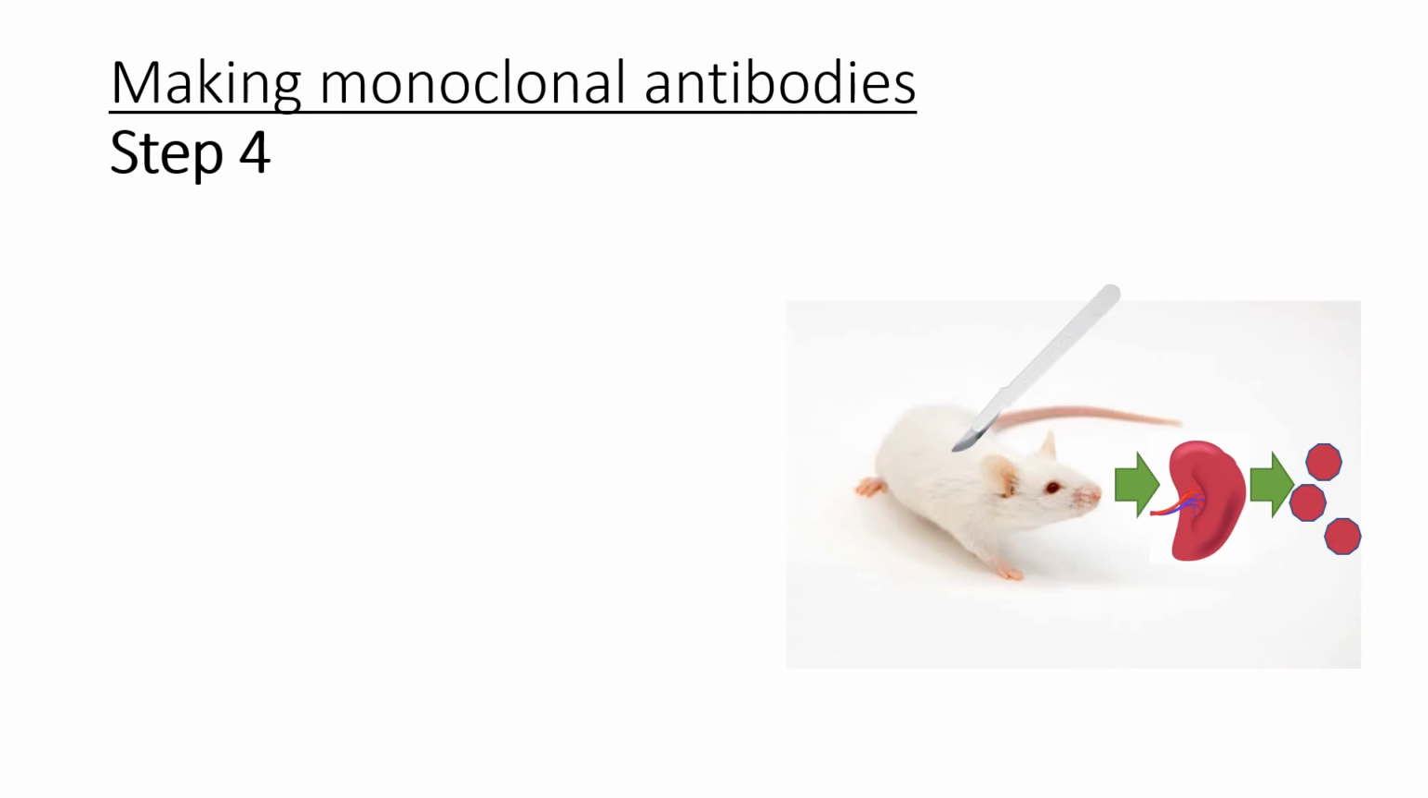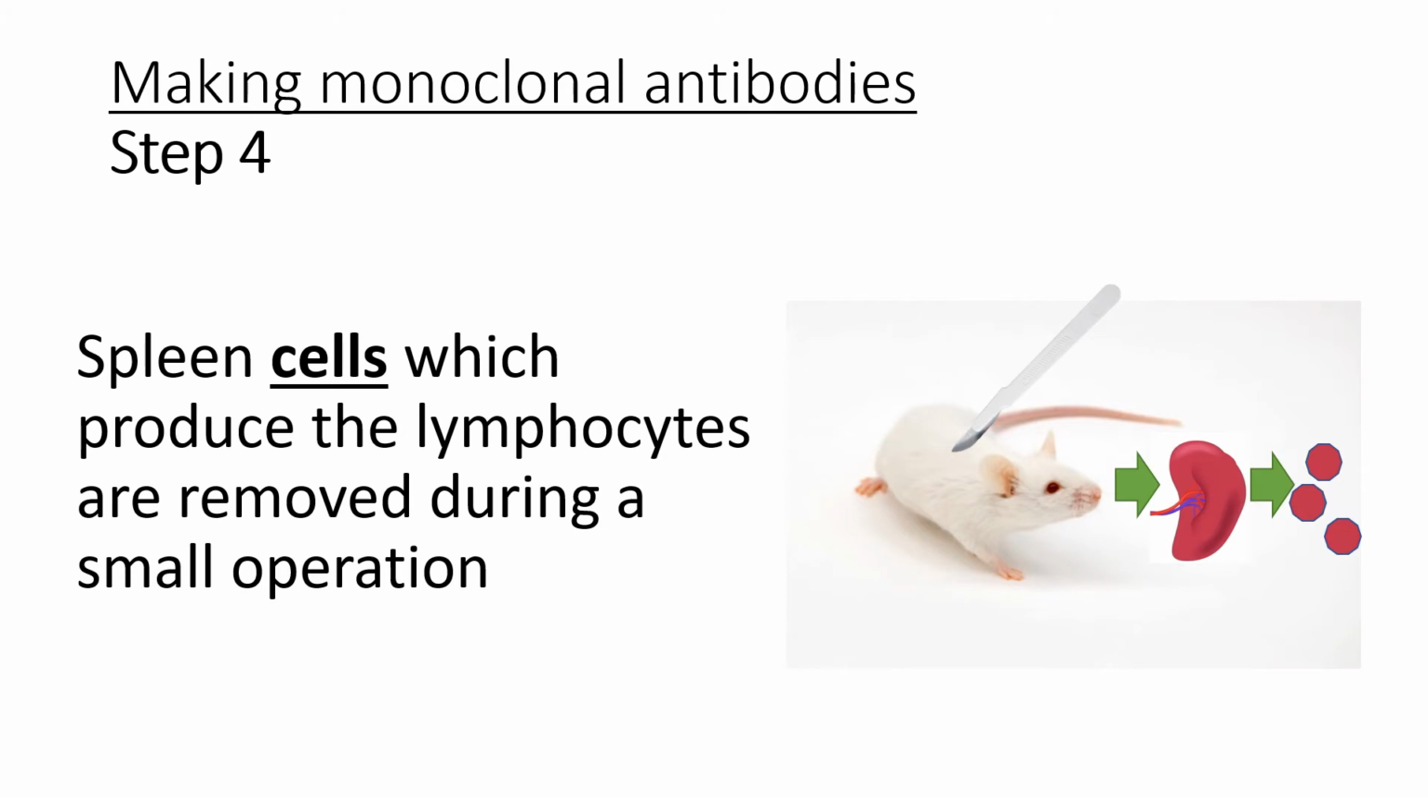In step 4, again pause the presentation and restart when you're ready to check your answer. We take away part of the spleen, groups of cells from the spleen. The reason we take them out of the mouse is because the spleen is responsible for the production of lymphocytes. And by removing a small number of spleen cells, we can start to produce large numbers of lymphocytes.